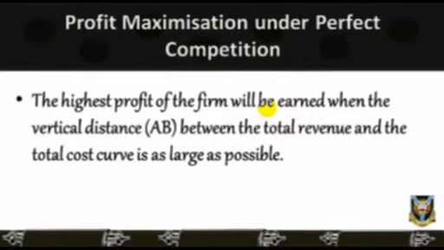The highest profit of the firm will be earned when the vertical distance AB between the total revenue and the total cost curve is as large as possible. This in fact is the output D at which the slope of the two curves is the same, that is, where the tangents of the two curves are parallel.